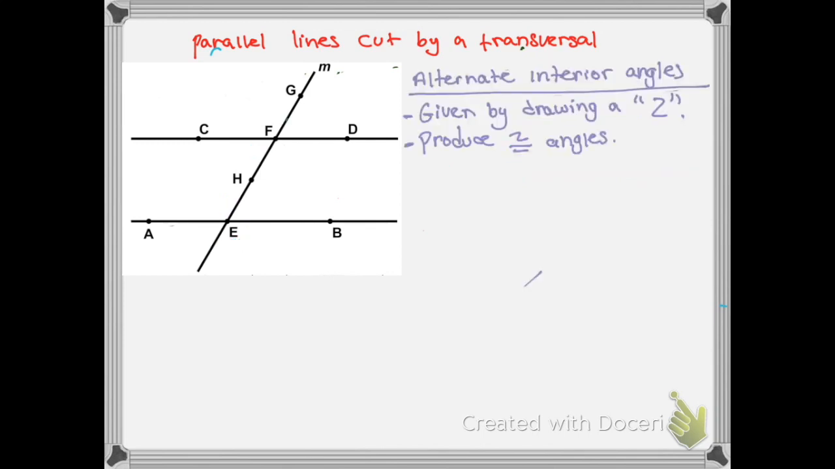We also have alternate interior angles, which are given by drawing a Z. And what do I mean by a Z? So I start on the top here, and I can go here and draw my Z. Notice that I've made 2 angles here. Here's one angle and here's another angle. Those 2 angles are going to be alternate interior. They're on the opposite side, but they're on the inside of the parallel lines, okay? So, since alternate interior angles are congruent, we have that angle CFH is congruent to angle HEB.